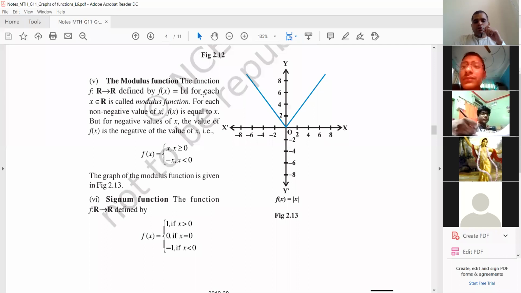एक फंक्शन था हमारे पास f(x) is equal to x, जो हमने पहले पढ़ा, आइडेंटिटी फंक्शन. अब यहाँ f(x) is equal to mod x, पर डिफरेंस क्या है? x निगेटिव के लिए, वो फंक्शन निगेटिव हो जा रहा था, क्योंकि x अगर निगेटिव होता तो f(x) भी निगेटिव हो जाता.